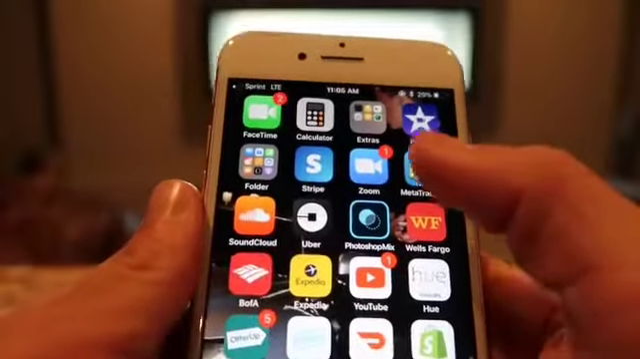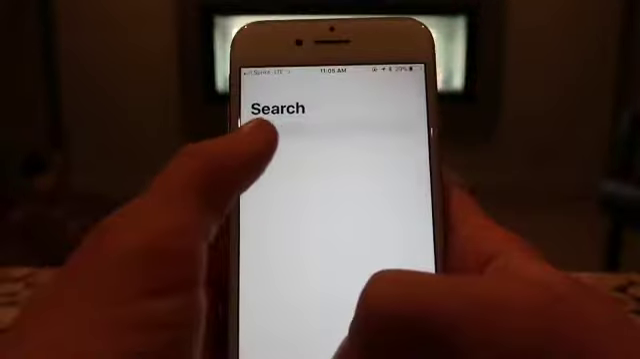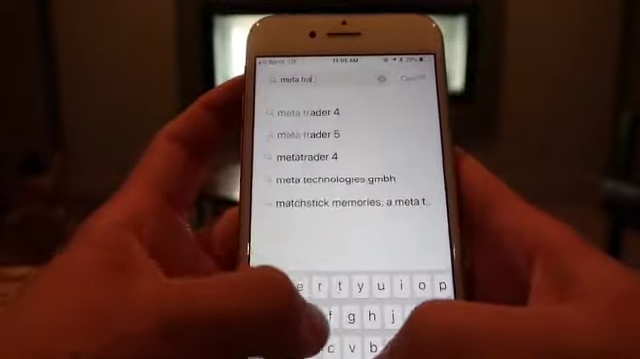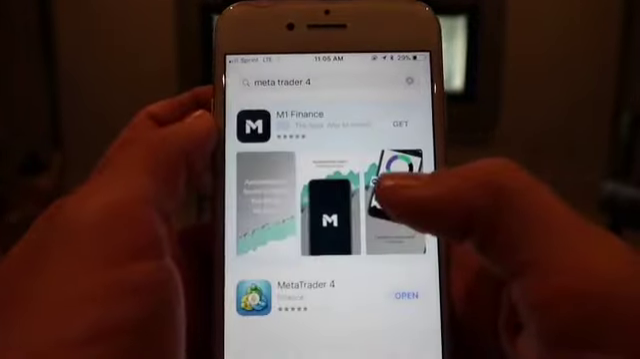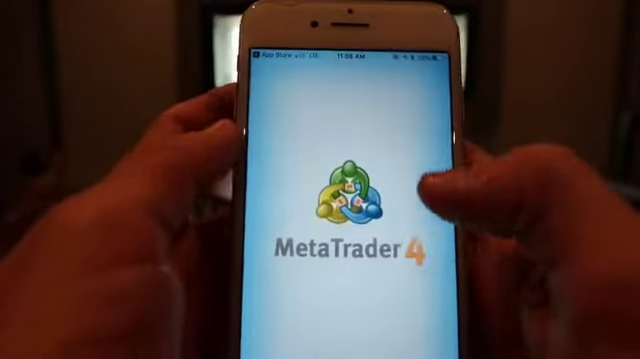We're going to start by going to the MetaTrader 4 mobile app. If you guys do not have it, you can go to your app store. You can then type in MetaTrader 4. Should pop up right there. Boom. There it is. So we're just going to go from here and open it.